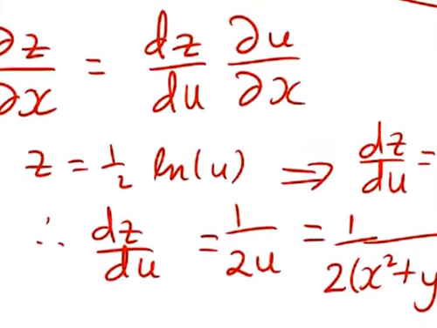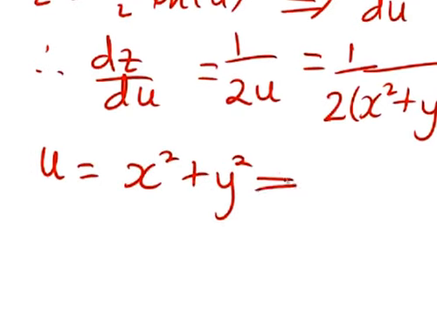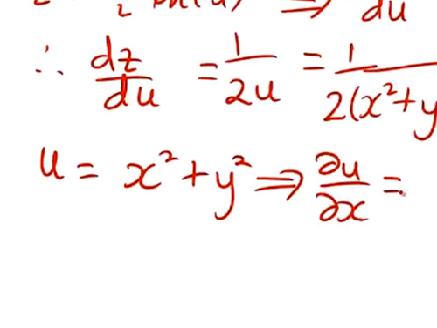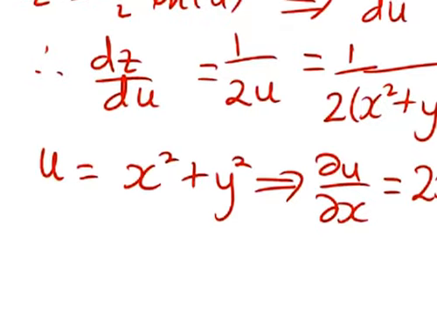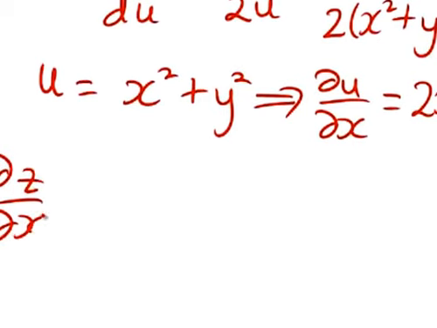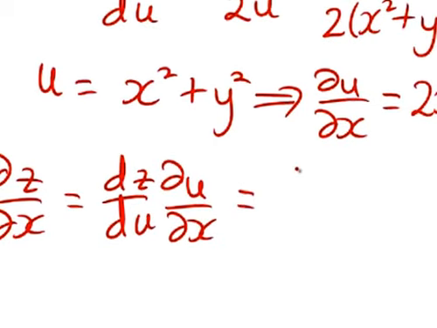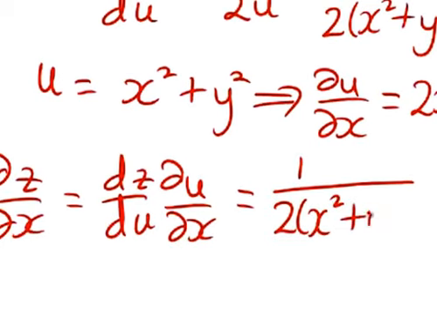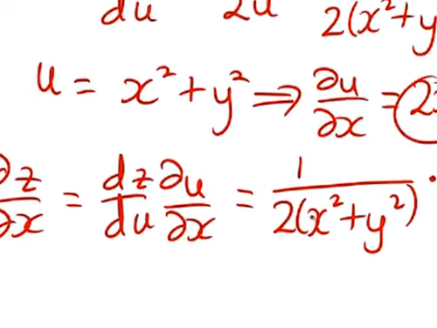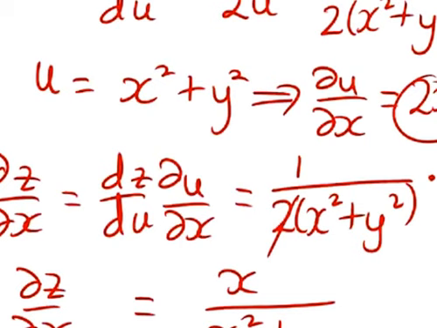We now do a similar thing with the partial derivative of u with respect to x. We saw that u was equal to x squared plus y squared. Therefore, the partial derivative of u with respect to x, treating y as a constant, will just become 2x plus 0, which is just 2x. Therefore, putting these together, ∂z/∂x we saw was dz/du times ∂u/∂x. So that's just going to be 1 divided by 2 times x squared plus y squared, multiplied by the result here, which is 2x. And finally, we can just clean that up a bit. The 2's cancel there on the numerator and denominator. And so finally, writing it as a single fraction, ∂z/∂x equals x divided by x squared plus y squared.